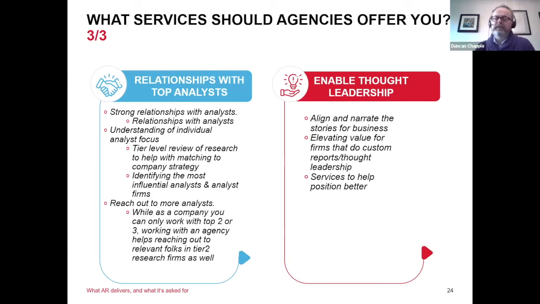And then one thing that comes across quite strongly is thought leadership. And I must say, comparing the data from 2018 to the data from this year, this seems to be something that is coming across much more strongly in more recent responses, is that agencies can help align and narrate the stories for business. It's definitely something that I see speaking to clients, is that clients are much more interested than ever before in being able to use the pictures that we craft.